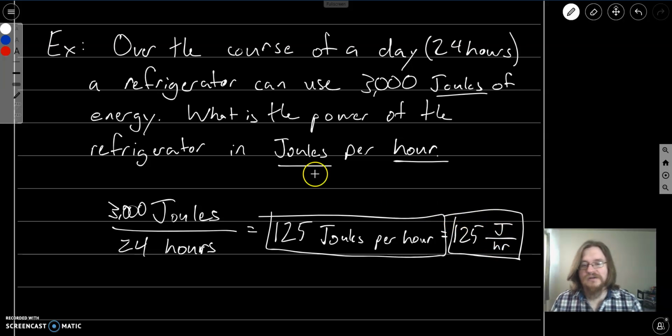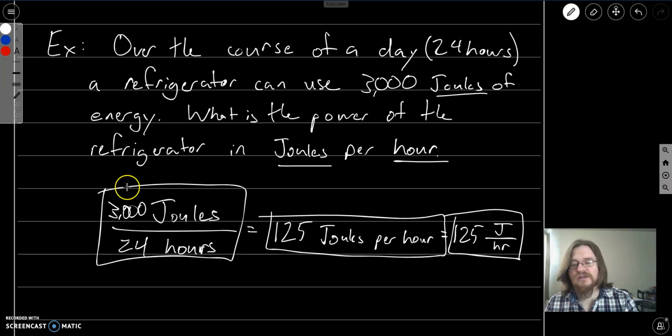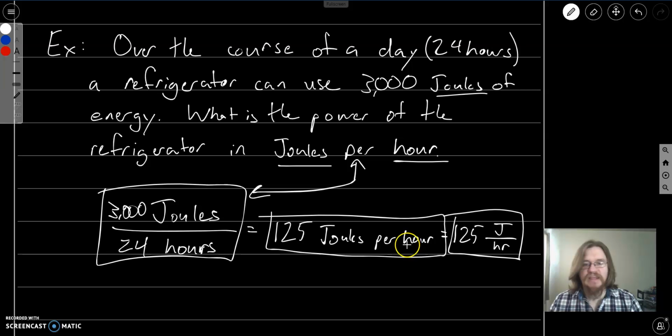And ultimately, it doesn't really matter what joules are, or even what hours are. I'm sure we understand what an hour is. What's important is just understanding that per means divide. And that's it.